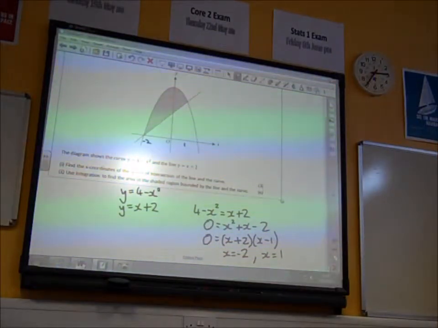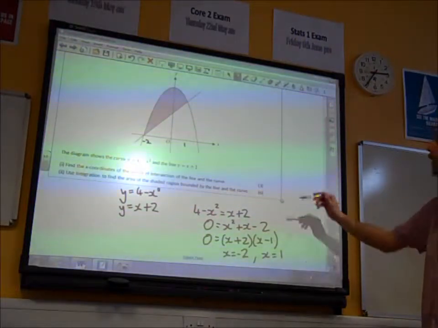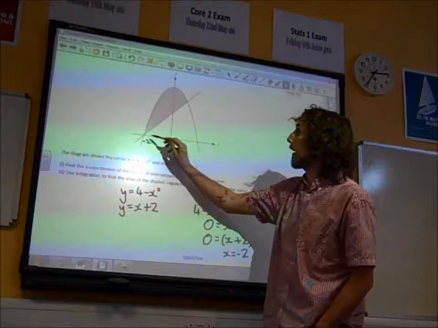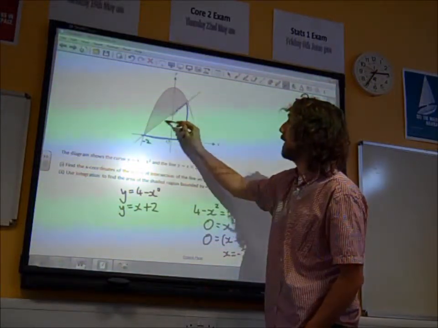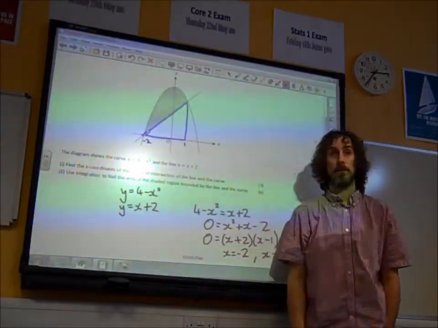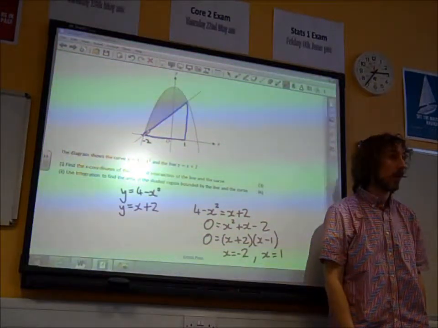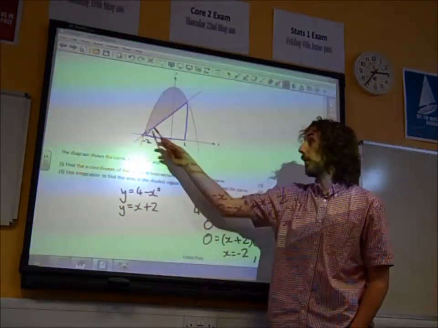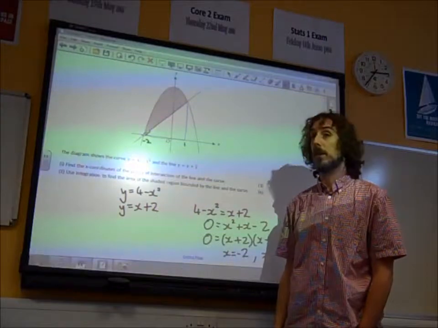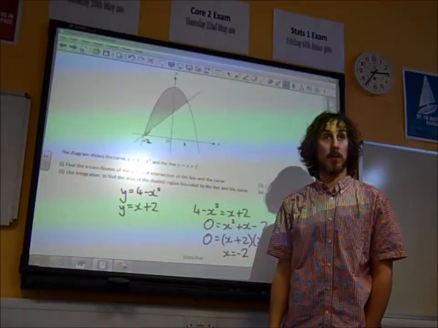Right, use integration to find the area of the shaded region bounded by the line and the curve. Well, there's a few different things we could do. We could, if we wanted to, recognise that there we have a right-angled triangle, and so we could find the area of that right-angled triangle, and find the area under the curve, and then subtract the triangle from the curve. That's quite an easy thing to do.